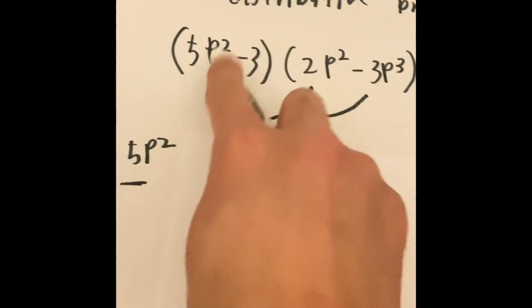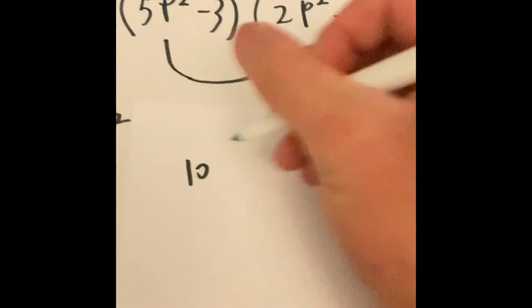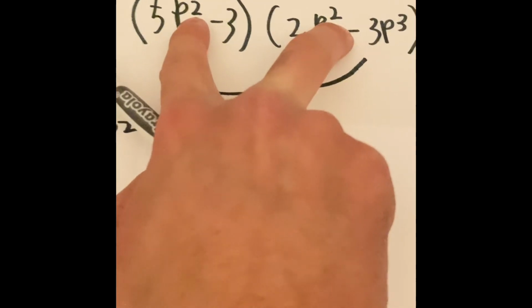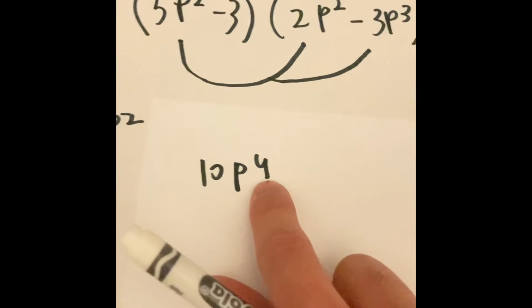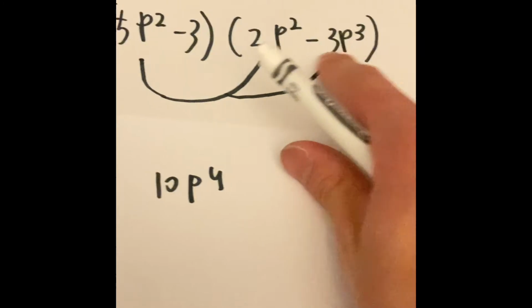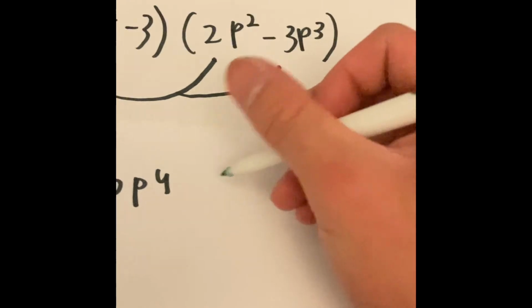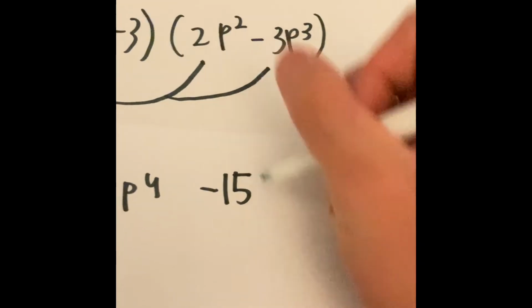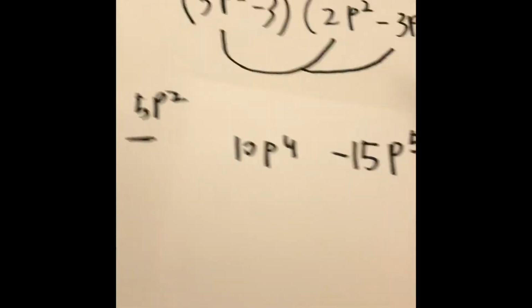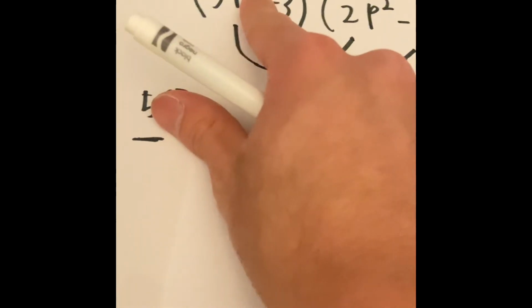So, when we do 5p squared multiplied by 2p squared, we're going to get 10p to the power of 4, because when you multiply, you add the exponents. So 10p to the power of 4. Now, 5p to the power of 2 multiplied by negative 3p to the power of 3, we're going to get an answer of negative 15p to the power of 5. That is going to be our expression when we do 5p squared.